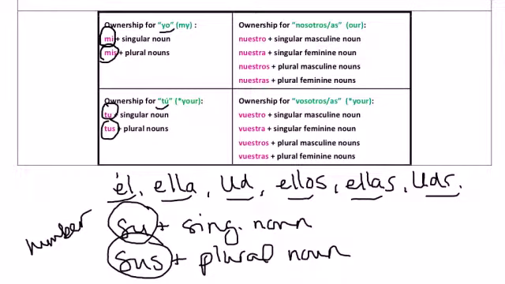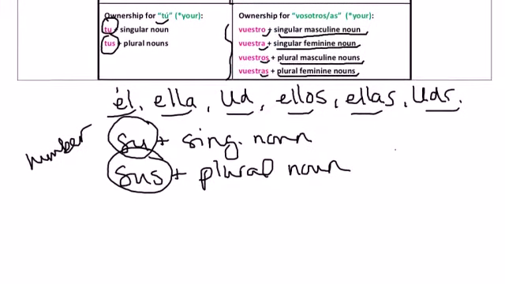Yo and tú, and then when we get to nosotros and nosotras and vosotros and vosotras, these possessive adjectives also consider gender. And again, you match the gender to the noun that it precedes. So vuestro goes in front of a singular masculine noun, vuestra goes in front of a singular feminine noun, vuestros goes in front of a plural masculine noun, and vuestras goes in front of plural feminine nouns. Keep that in mind when you are talking about ownership of more than one thing.